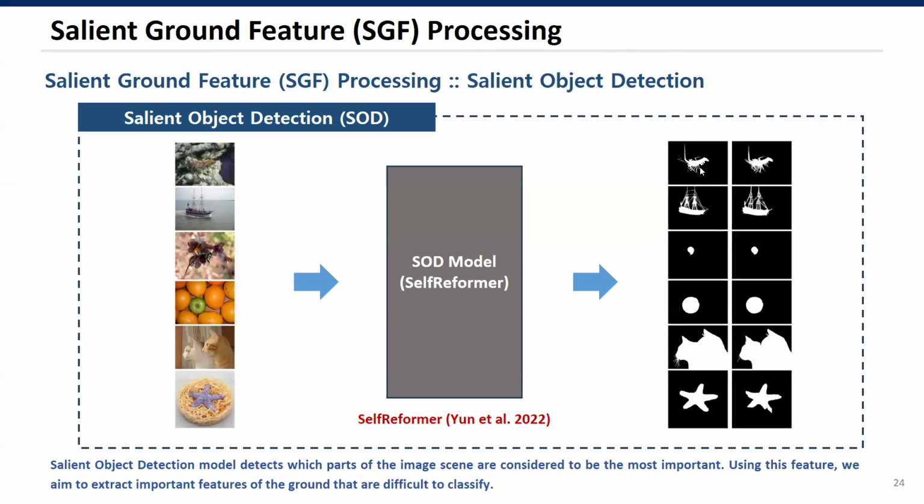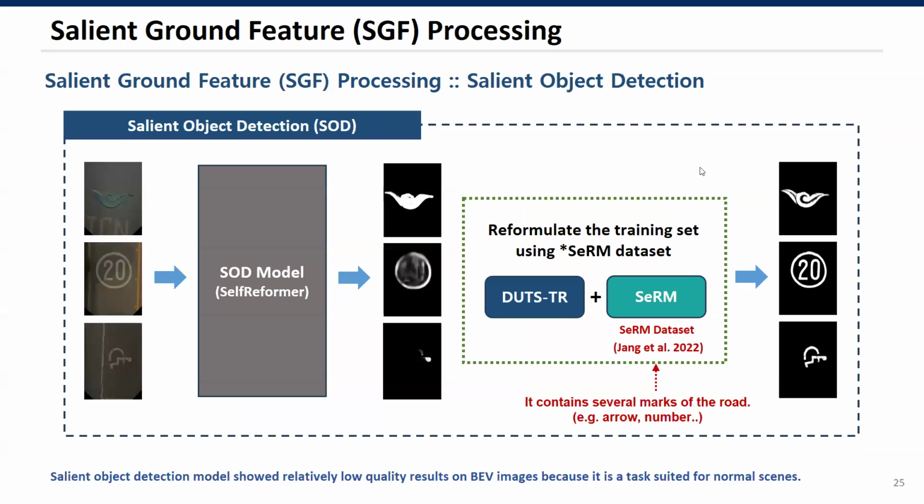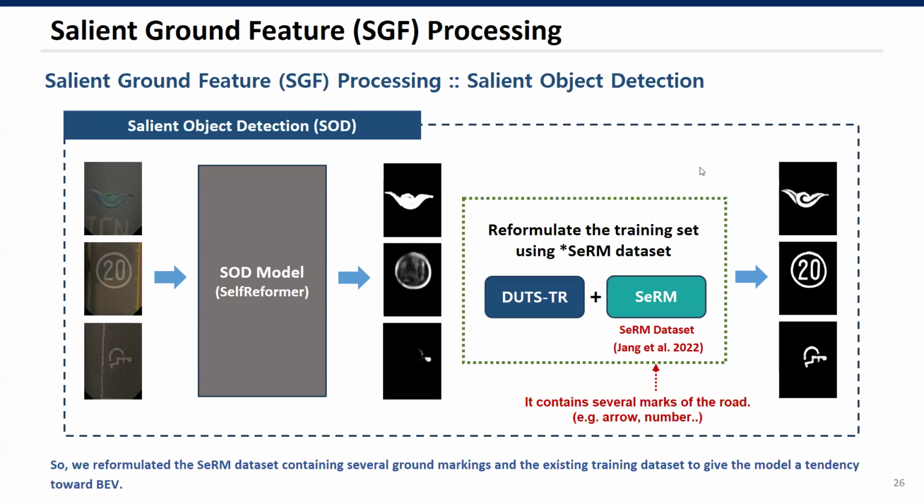Salient Object Detection model detects which parts of the image scene are considered to be the most important. Using this feature, we aim to extract important features of the ground that are difficult to classify. Salient Object Detection model showed relatively low quality result on the broader image because it is trained for normal scenes. So we reformulate the SERM dataset containing several ground markings and the existing training dataset to give the model a tendency toward broad view.